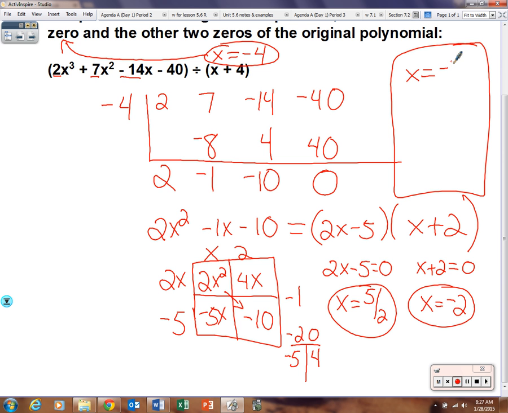So, your solutions, or your zeros to this problem: x equals negative 4. Don't forget about that one. x equals 5 over 2. And x equals negative 2. Again, those are the zeros, also known as the solutions.